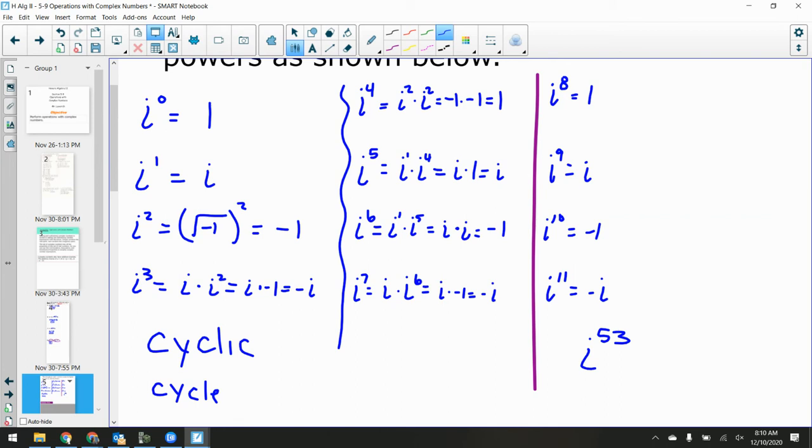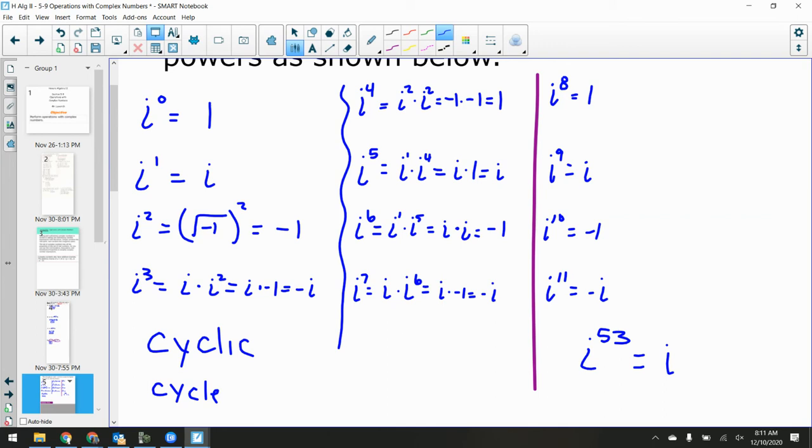What do you notice about their powers? 4, 8, 12, 16, 20. They go up by fours. They are a multiple of 4. Okay, so what's the closest multiple of 4 going up to 52? Well, I would get up to 40. 40 is a multiple of 4. 44, 48, 52. So i to the 52nd is right here. So i to the 53rd is just i.